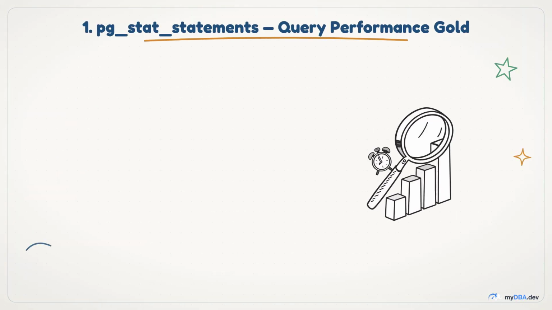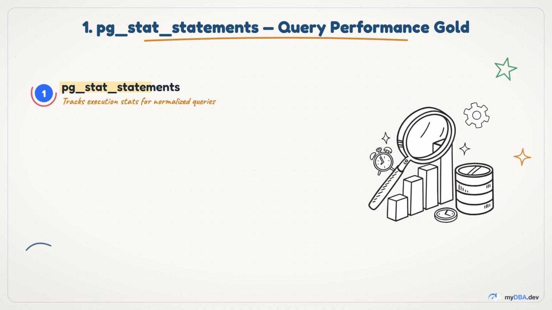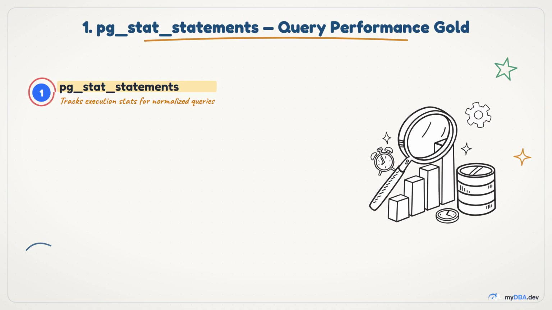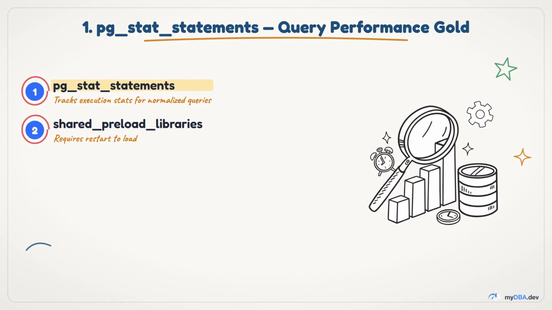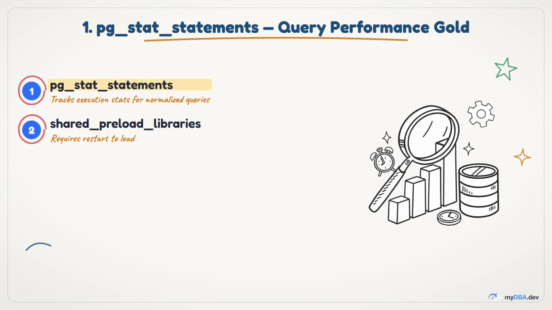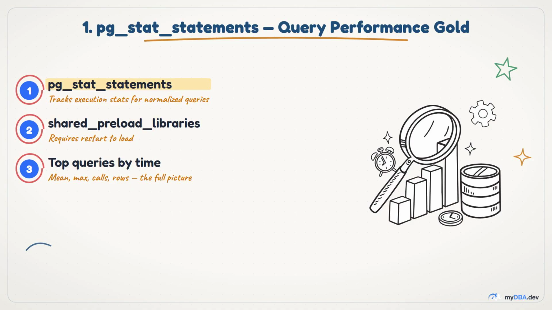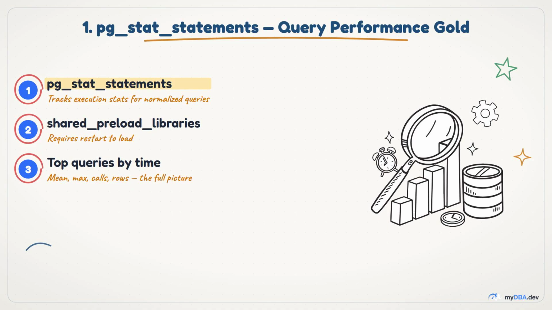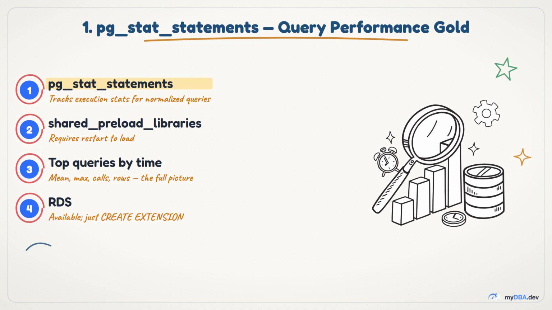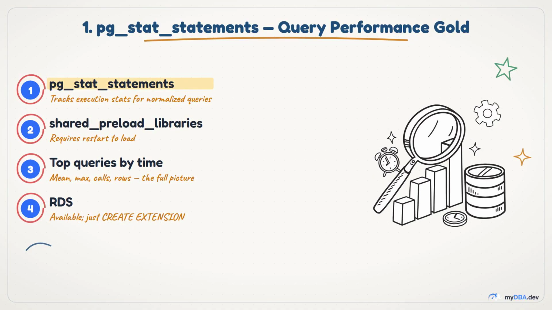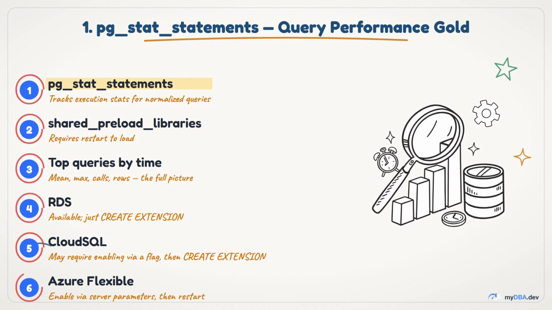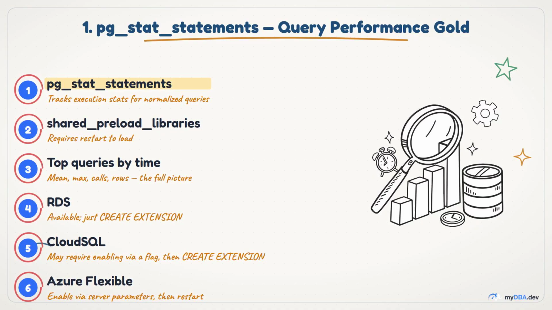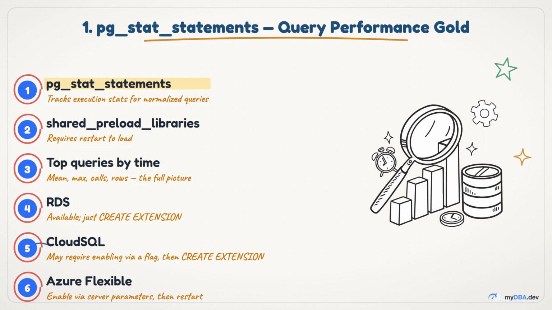pg_stat_statements is the absolute foundation of any query performance work. It tracks execution stats for normalized queries that run: mean time, max time, number of calls, rows returned, all of it. You've got to add it to shared_preload_libraries and restart the server, then run CREATE EXTENSION. On RDS, it's usually available, so you just enable it. CloudSQL may require you to set a flag first. Azure Flexible Server, you'll need to change a parameter and then restart.